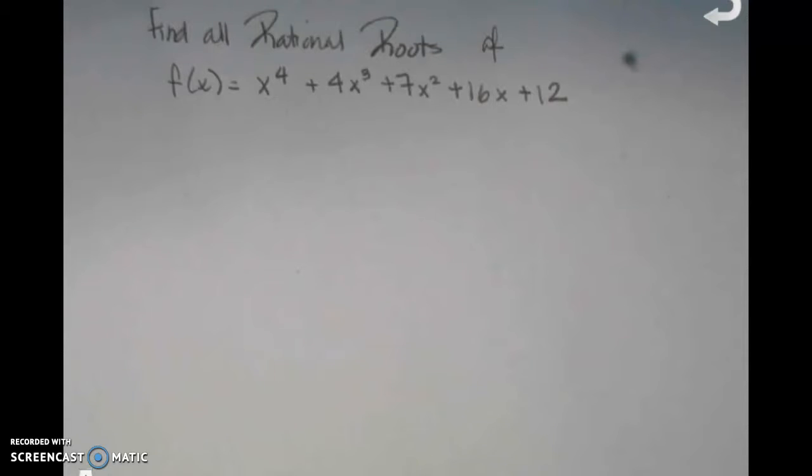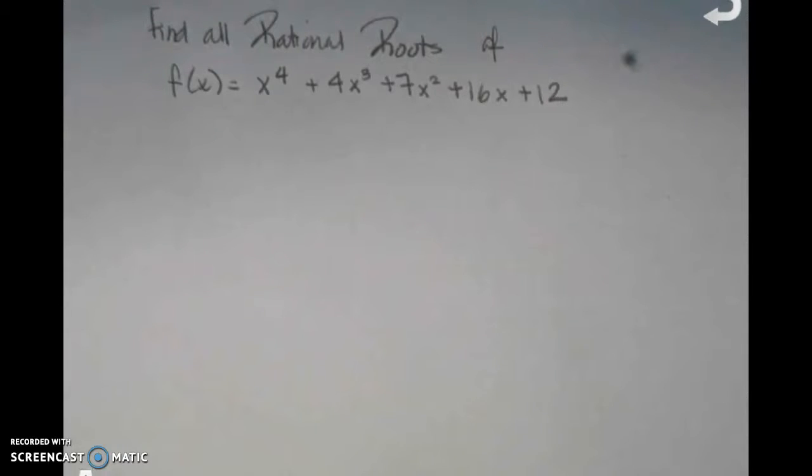I'm going to do an example for how to find rational roots, going through the steps that were in your notes, but maybe were a little bit confusing for some people. So I'm going to do this one example and make sure that you are all okay with it. First thing that I do is read the problem. Find all of the rational roots of f of x equals x to the fourth plus 4x cubed plus 7x squared plus 16x plus 12.